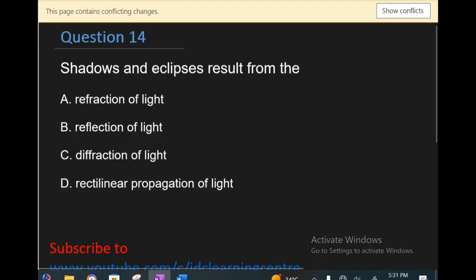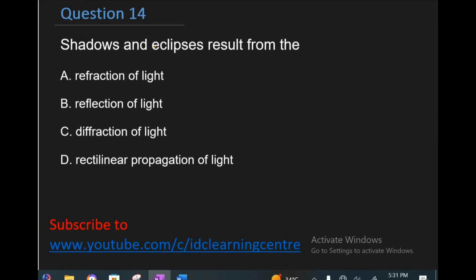Next question. Question 14. Shadows and eclipse result from the blank. A. Refraction of light, B. Reflection of light, C. Diffraction of light, and D. Rectilinear propagation of light. So the correct answer for this question is option D.